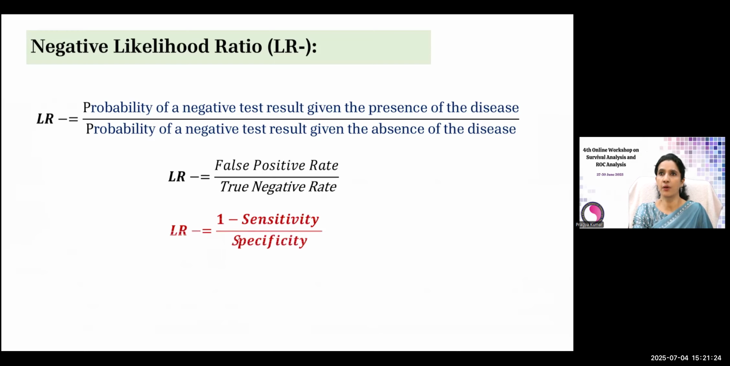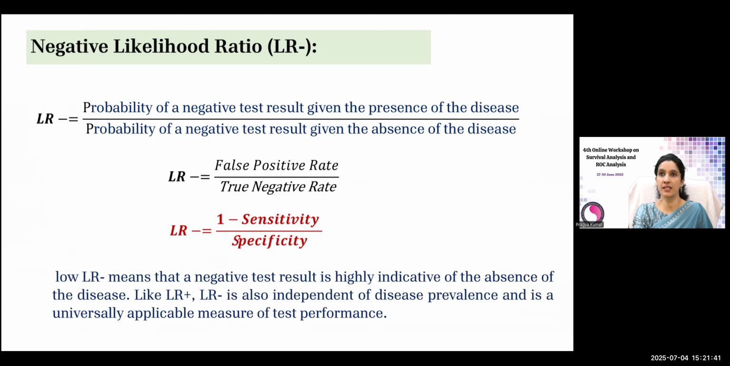Actually, it's not the false positive. Because if there is a negative result and actually there was a presence of disease, it is a false negative. In the numerator, it is false negative, and in the denominator, it is true negative. So it is a ratio of 1 minus sensitivity and specificity. A low LR negative tells you that the negative test is highly indicative of the absence of disease. Like LR plus, this LR minus is also independent of the disease prevalence.